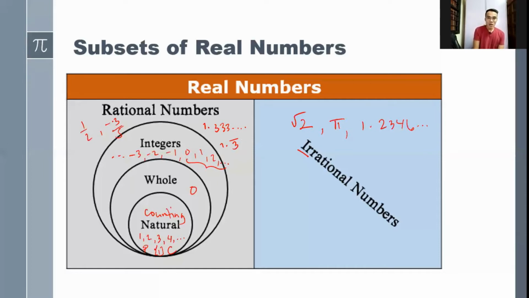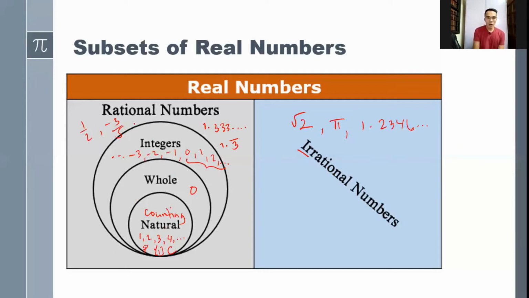So rational numbers can never be irrational numbers. Irrational numbers can never be rational numbers. If we look at the diagram closely, irrational numbers are completely different from this set here. Whole numbers can never be irrational numbers.